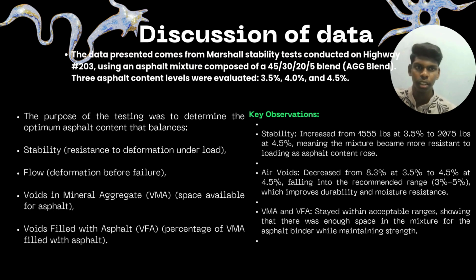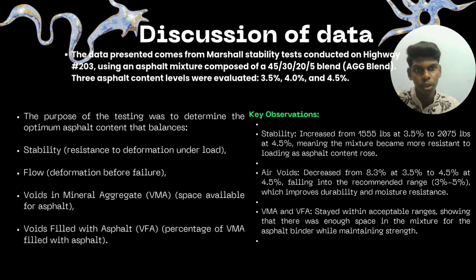Next, I will be talking about the data from the Marshall stability test. The test used an aggregate blend of 45, 30, 20, and 5. And we tested three asphalt content levels: 3.5%, 4%, and 4.5%.